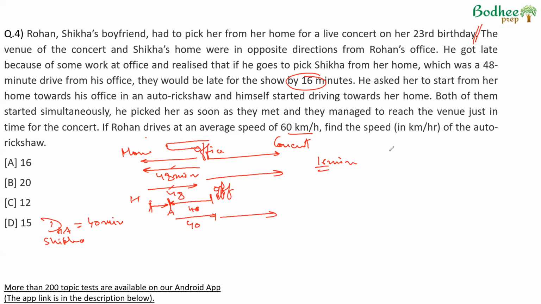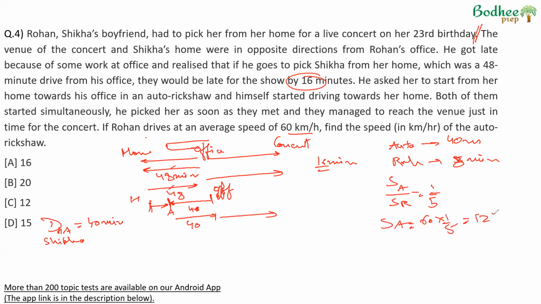Therefore, we can say that the auto rickshaw in which Shikha is covers a distance in 40 minutes which Rohan can cover in 8 minutes. So the ratio of speeds of auto and Rohan has to be 1 by 5, the inverse of time, 8 by 40. Speed of Rohan we know is 60, so the speed of the auto will be 60 into 1 by 5, which is 12 kilometers per hour.